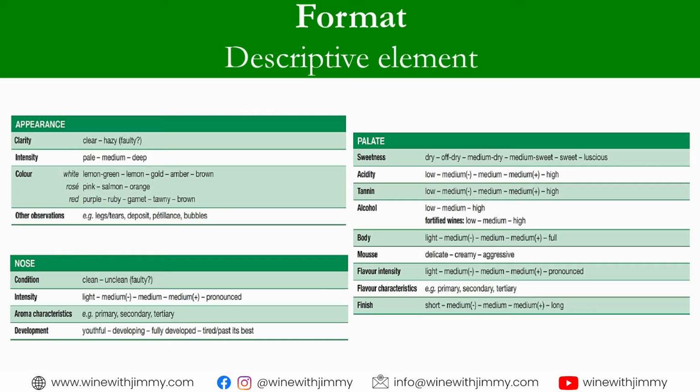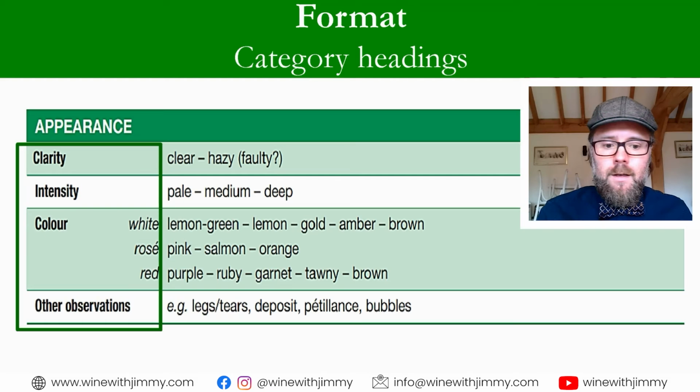Now, the first part of this approach to tasting has those three sections entitled Appearance, Nose, and Palate. You'll see them in their entirety there on the slide. Appearance here on the top left, nose on the bottom left, and on the right-hand side, palate. So this is our descriptive element of the WSET Level 3. Then we go a little bit closer here. Each of those sections has its own category headings.